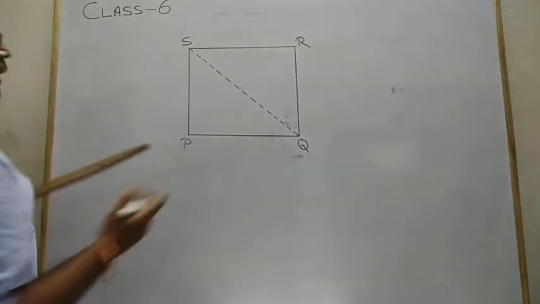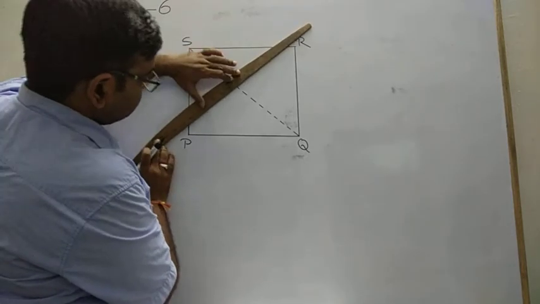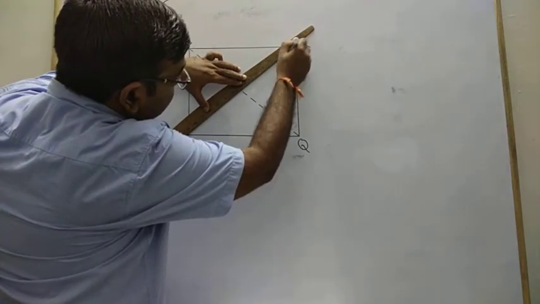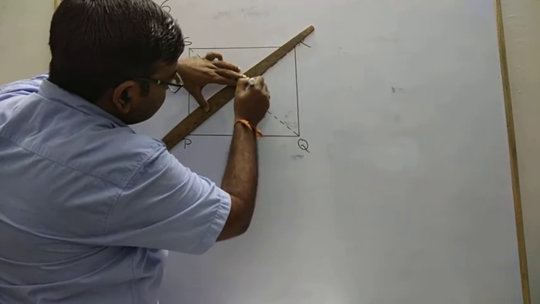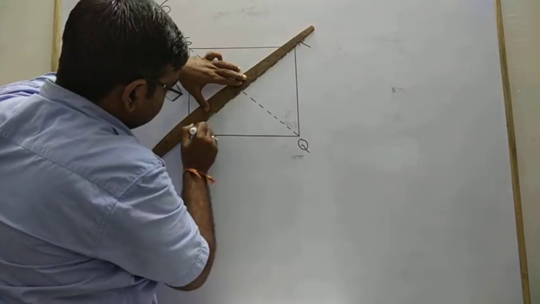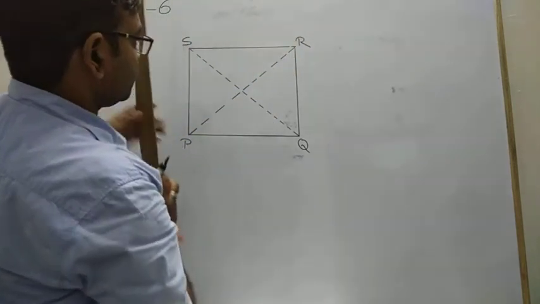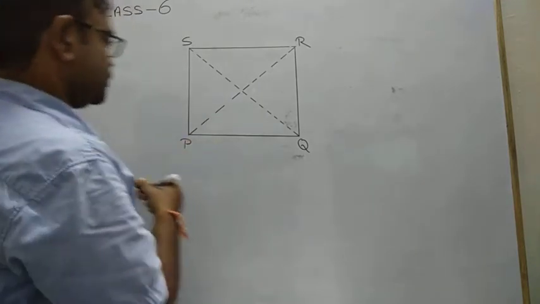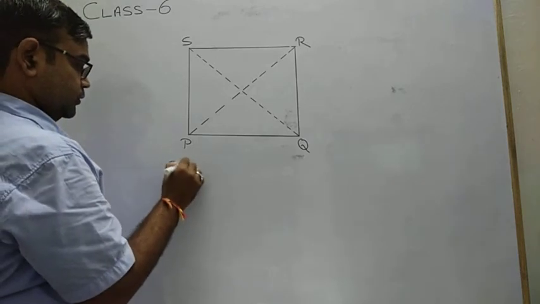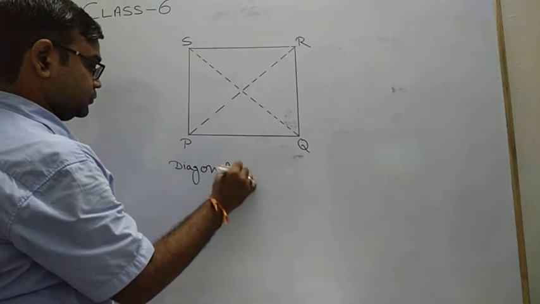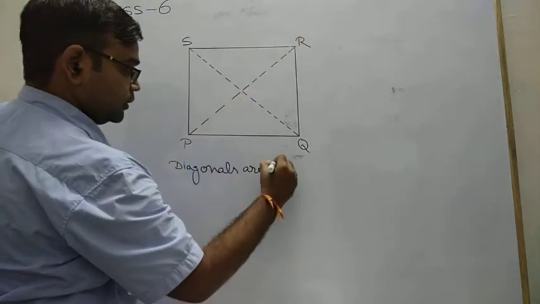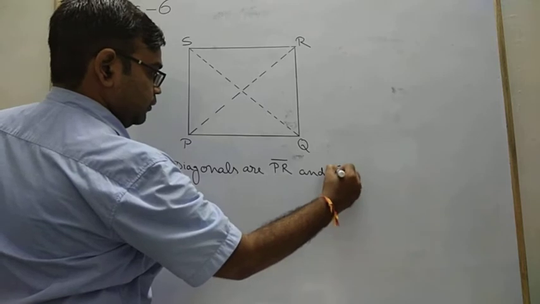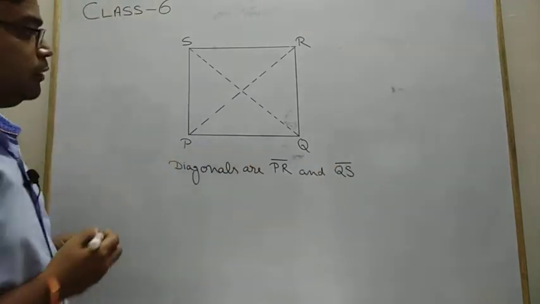Now this is your one diagonal. Another diagonal is this one. This is your another diagonal. So hope you can easily understand. So you must write down the name of diagonal. Diagonals are PR, na? It is a line segment, so we use PR, and we have QS. Na? Diagonals are PR and QS.